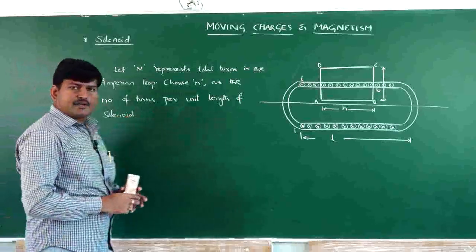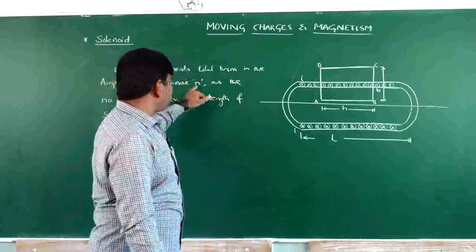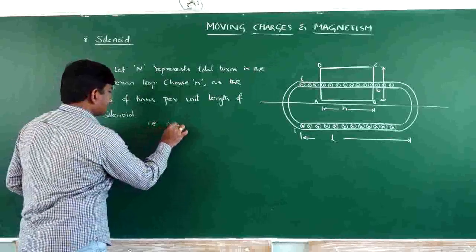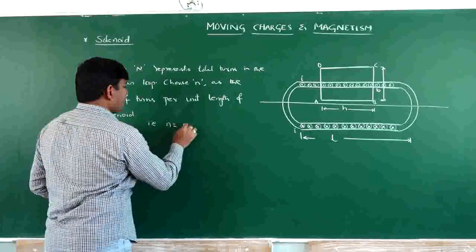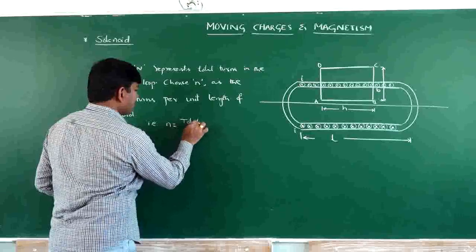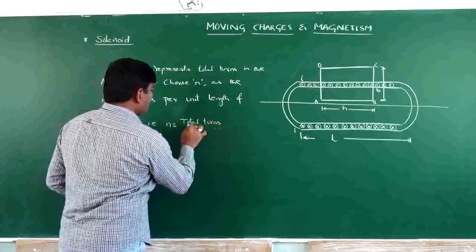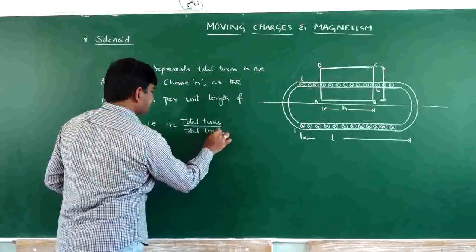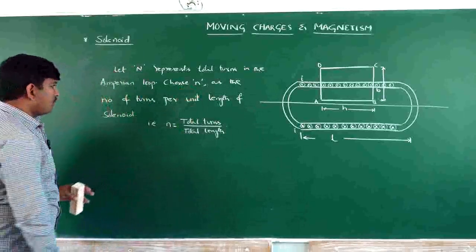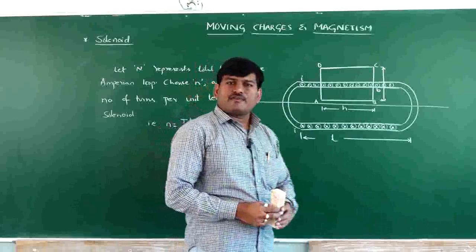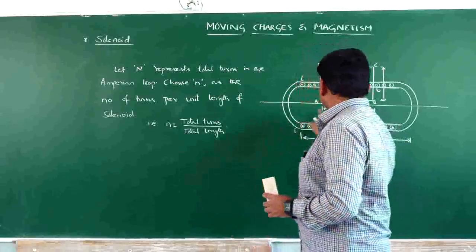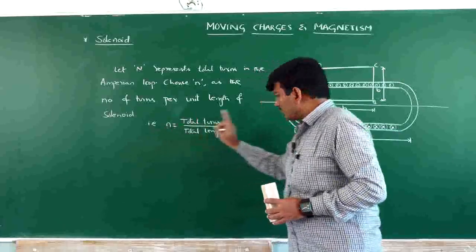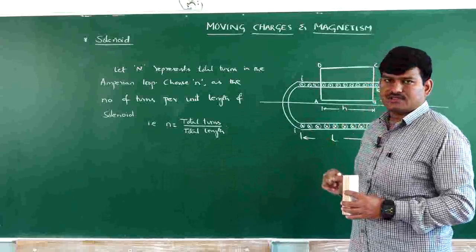So arbitrarily what we are choosing means small n is going to represent the number of turns per unit length. That means small n is equal to total number of turns divided by total length. So now, if small n is the number of turns per unit length, how many turns are there in h length? Per unit length, small n turns are there. Then per h length, how many turns are there?